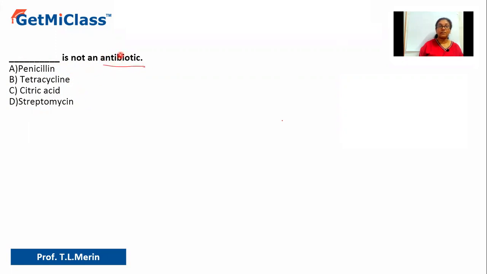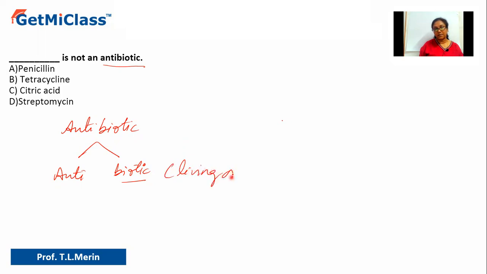So before that we have to talk about what is an antibiotic. Antibiotic. So if you split this word into two, you will get two parts. That is, first one is anti, and the second one is biotic. So you would have heard about the meaning of biotic, biotic factors. These are nothing but the living organism. So what is anti? Anti is nothing but against. So these are the components.